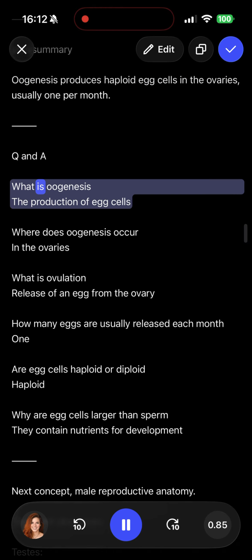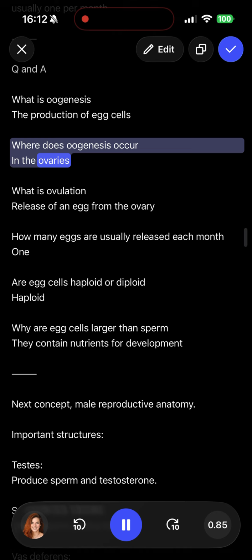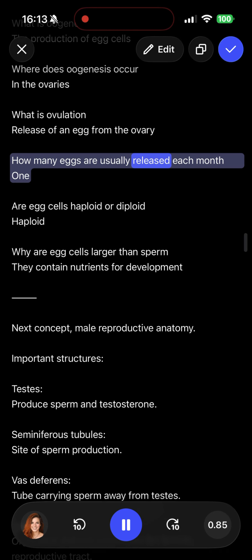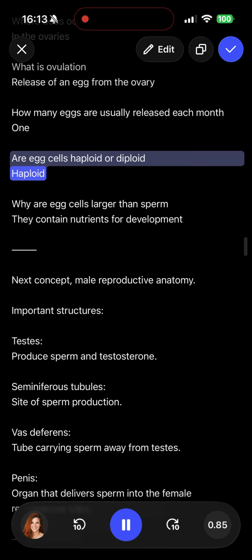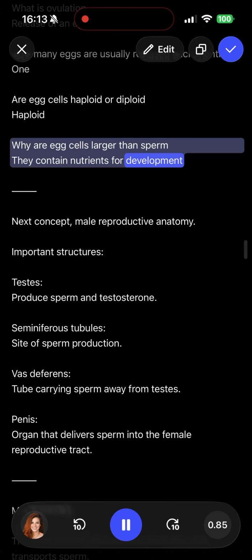Q&A. What is oogenesis? The production of egg cells. Where does oogenesis occur? In the ovaries. What is ovulation? Release of an egg from the ovary. How many eggs are usually released each month? One. Are egg cells haploid or diploid? Haploid. Why are egg cells larger than sperm? They contain nutrients for development.